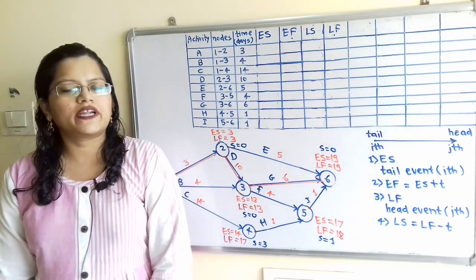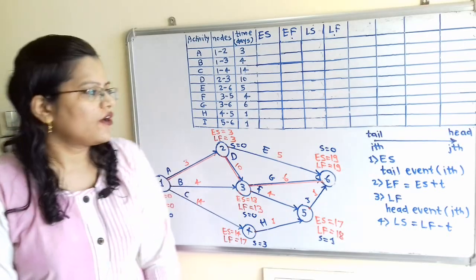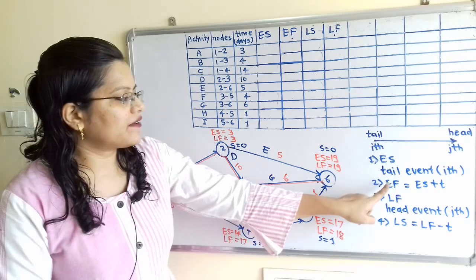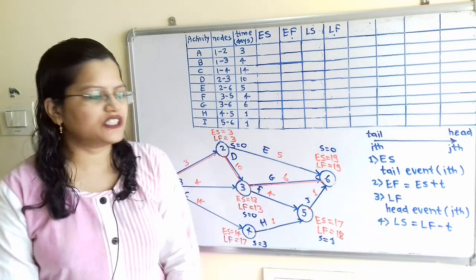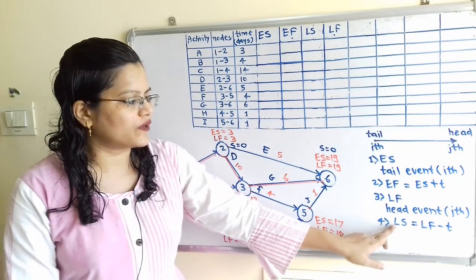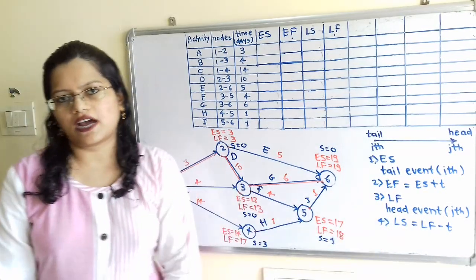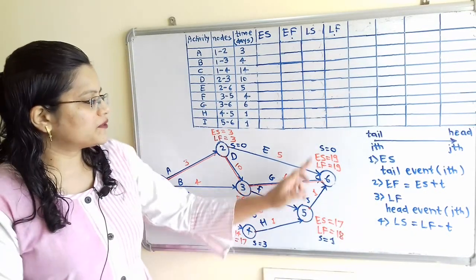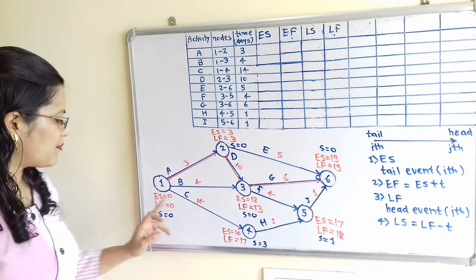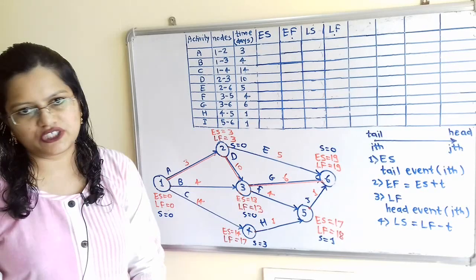Now we will calculate the 4 constants. First one, ES, earliest start time. Second one, EF, earliest finish time. Third one, LF, latest finish. And fourth one, LS, latest start. Now if we observe, here we have calculated ES, earliest start time, and LF, latest finish time.